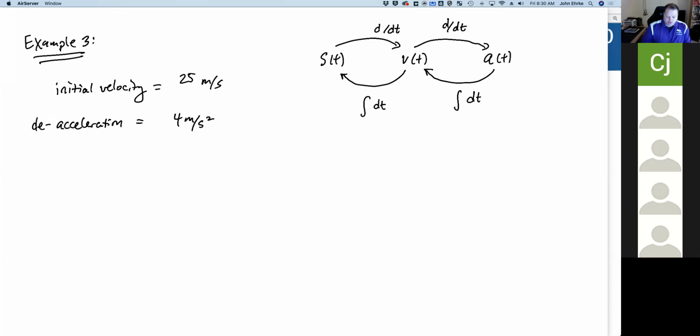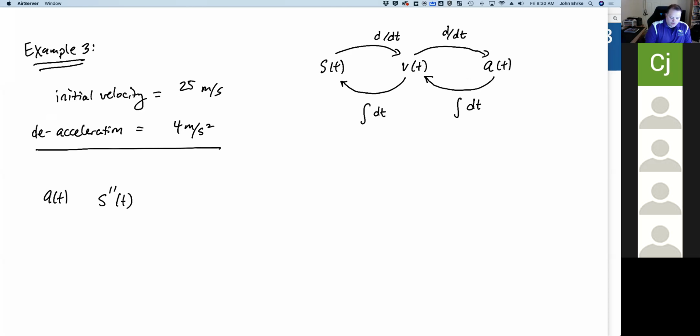So let me explain. You're told that the constant deceleration is 4 meters per second squared. To put that in math terms, your acceleration function, which is the second derivative of position, is it not? Because if you have position, you take 2 derivatives, you get acceleration. So the acceleration, which is two derivatives of position, is equal to -4. As O'Brien pointed out, since it's a constant deceleration, acceleration is -4. So the second derivative is equal to -4.